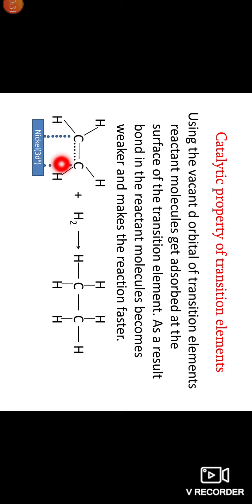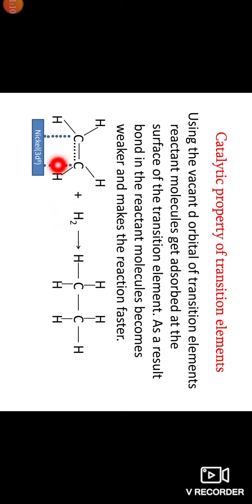Practically, when transition metals like nickel are used as catalyst, the vacant d orbital can attract electrons from the bond electrons. Like in ethene, the pi electron is attracted by the vacant d orbital of nickel. As a result, the bond becomes weaker since some of the electron density has been absorbed by the vacant d orbital of nickel. Since the bond is weaker, the bond breaking process becomes easy. It takes less energy to break the bond, and the reaction occurs very fast.